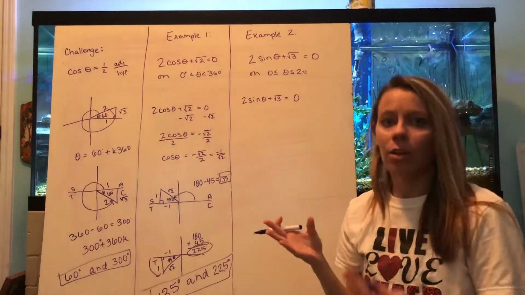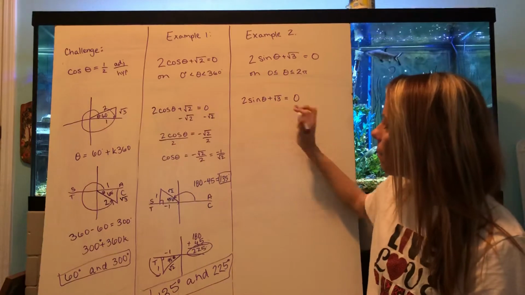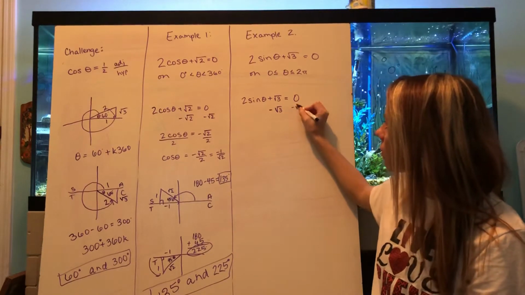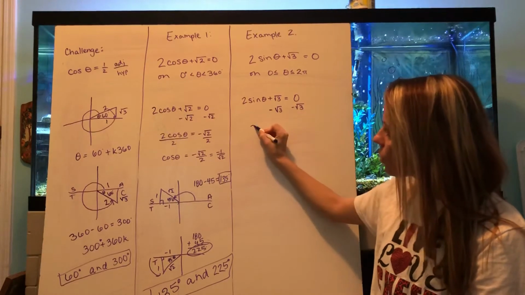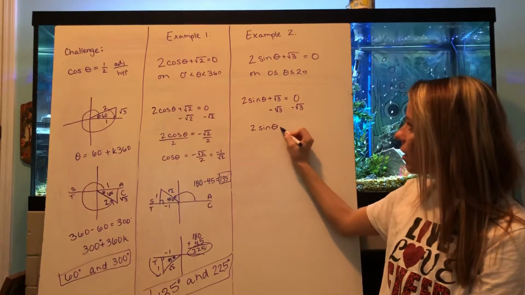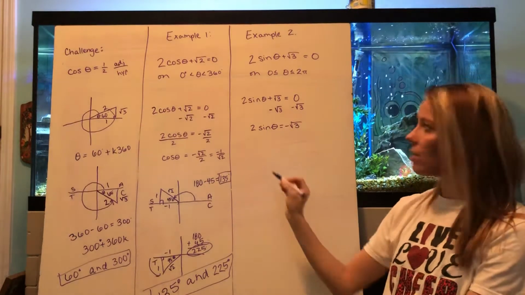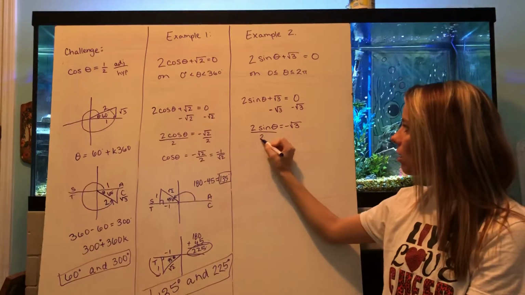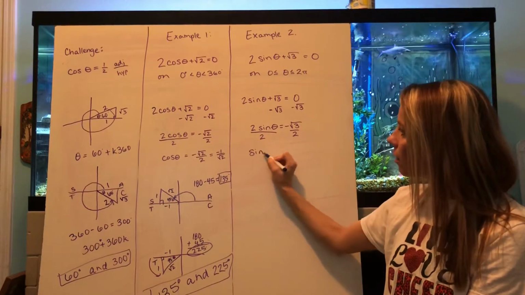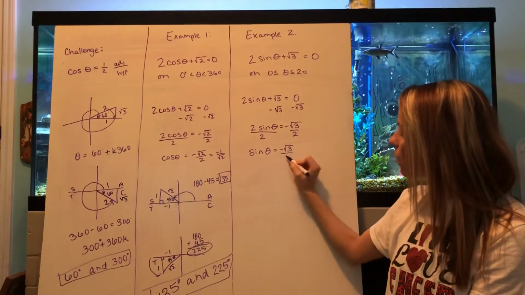So again, we have to isolate sine. So we isolate sine by subtracting the square root of 3. So I have 2 sine theta equals negative square root of 3. Then I have to divide by 2. So sine theta equals negative root 3 over 2.